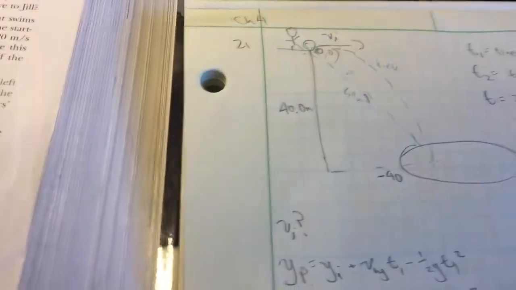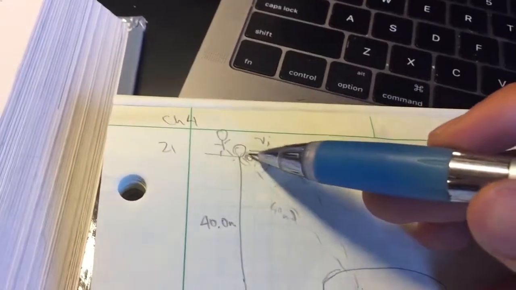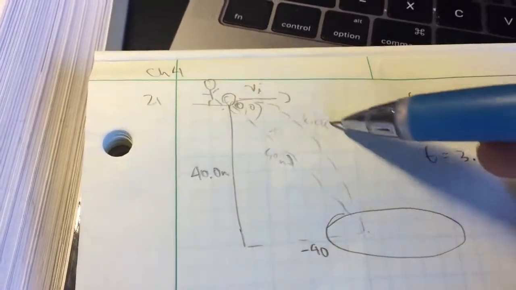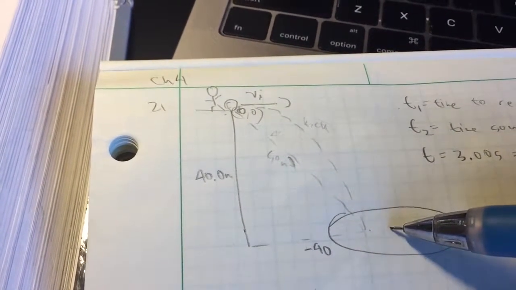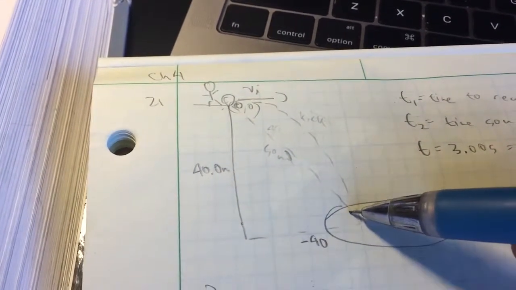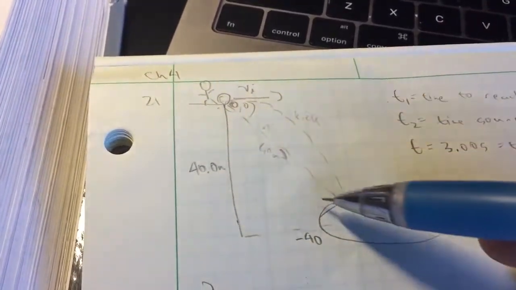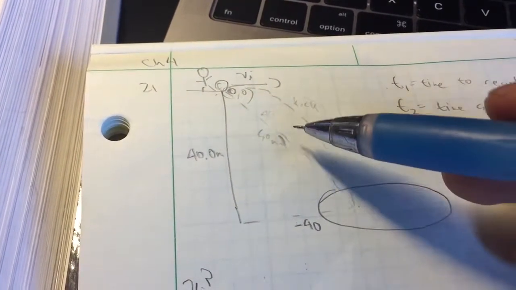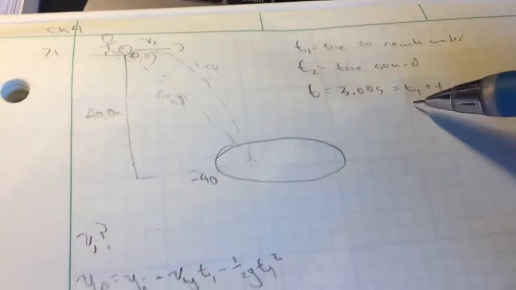From this information, I drew a small sketch. So the V initial is completely horizontal as the person kicked it horizontally, and it travels in this path to the water. And then after, this sound takes the shortest path, so a straight line to the person at a speed of 343 meters per second. And we're given the total time is 3 seconds.